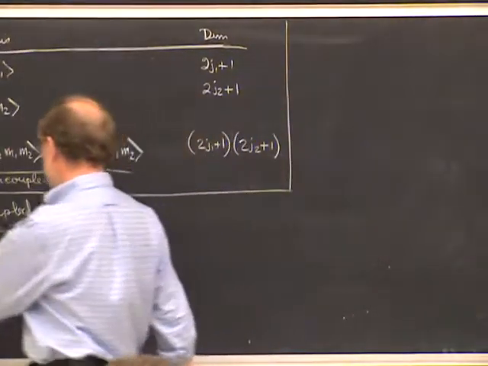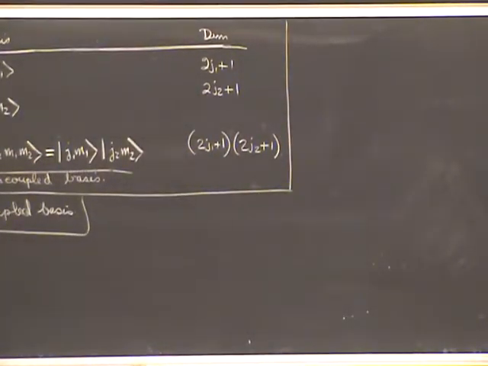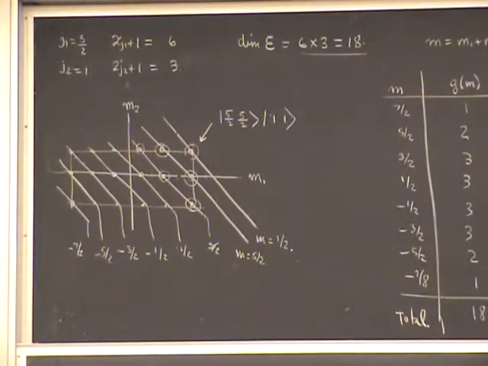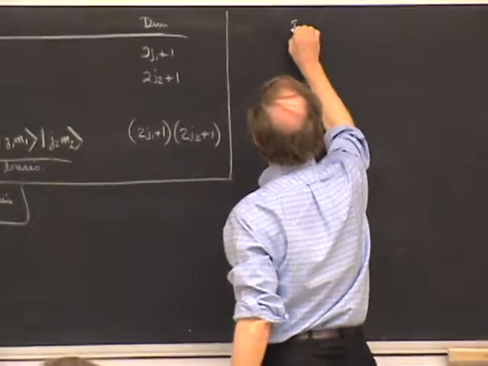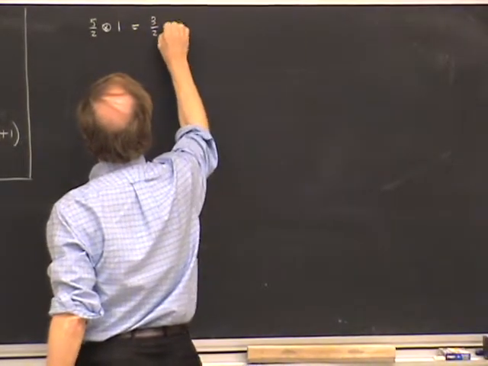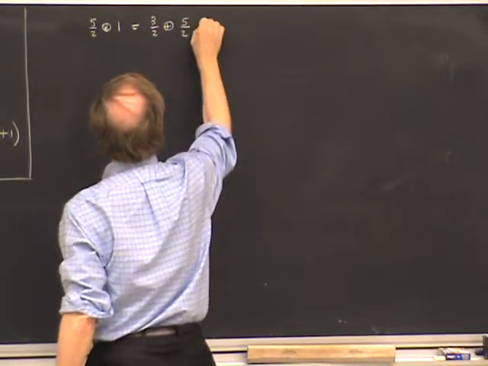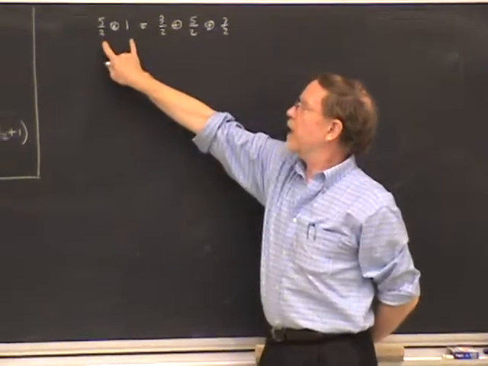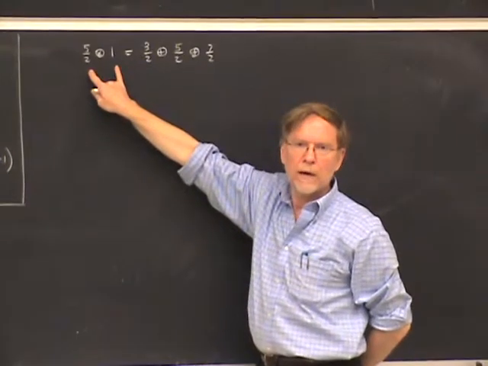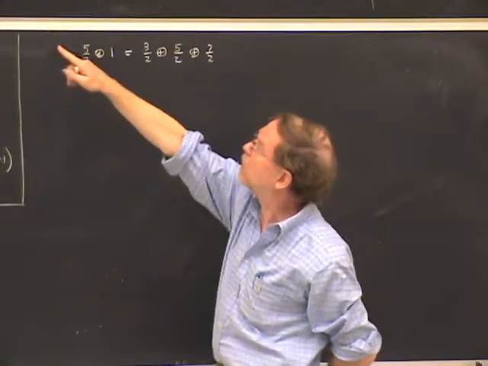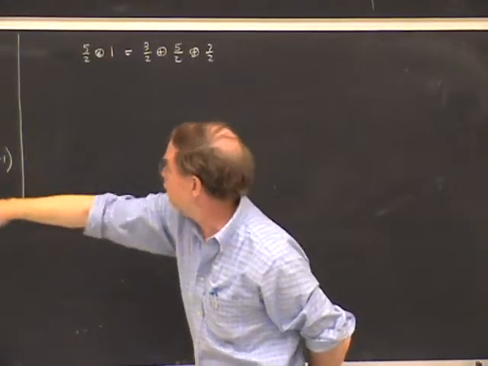This now gives us a complete specification of the coupled basis, at least in this numerical example I've given up here. This is sometimes written this way in a notation for this. We'd say that if we took 5/2 and formed the tensor product with 1, what we get is 3/2 and then a direct sum with 5/2 and a direct sum with 7/2. This is a shorthand notation for the tensor product of the corresponding ket spaces, and only the j values are indicated here. So it's like the E1 cross E2, which is over here on this board.